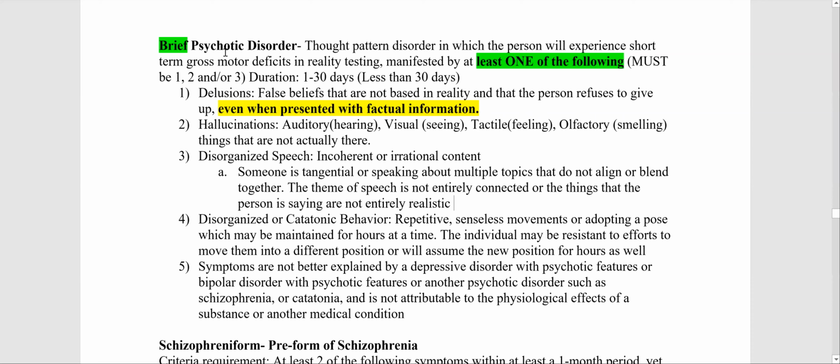So again, remember, brief psychotic disorder is brief because it's a brief amount of time and requires one of the following of 1, 2, and or 3. So either delusions, hallucinations, and or disorganized speech.